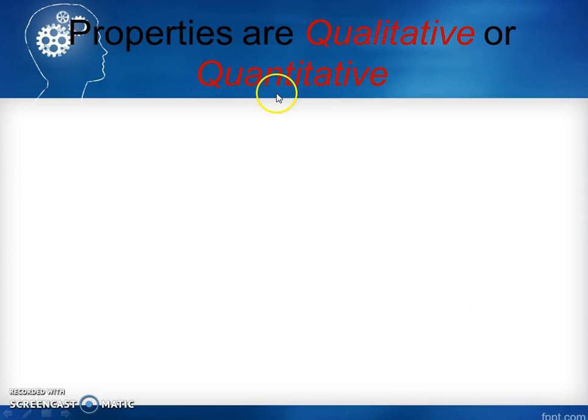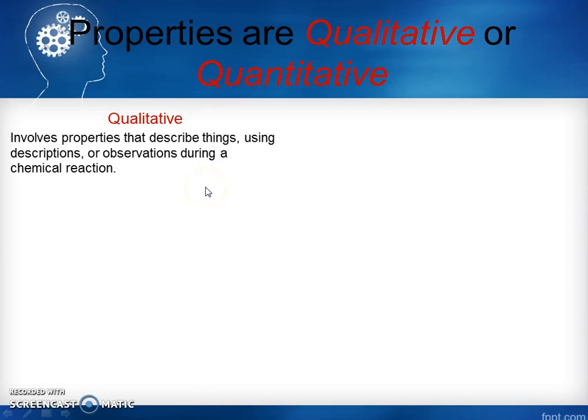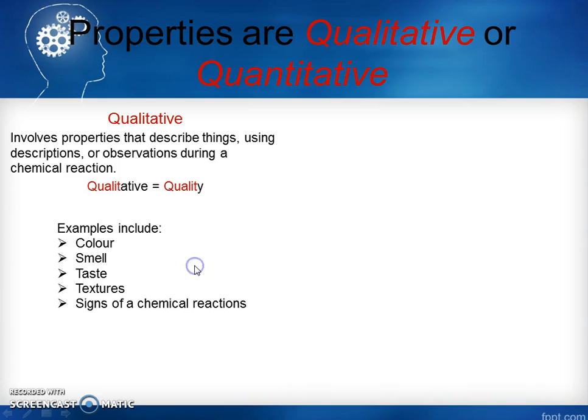And then two other terms I'm just going to throw out there: qualitative or quantitative. Qualitative, think quality. It involves the properties that describe things using descriptions or observations. These include such things as color, smell, taste, textures. These are key observations to observe a chemical reaction, because you might notice those bubbles or the color change or an odor. The quality of what's going on.